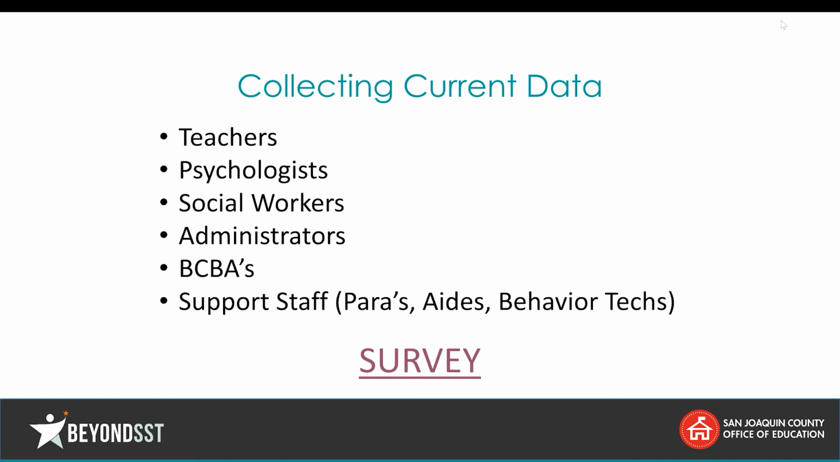We have 42 schools. That means 42 different principals, multiple psychologists, multiple teachers, social workers, behavior supervisors, assistant principals, learning directors, counselors, all providing and creating interventions. But they weren't stored in one location. So the first thing we did was we got everybody's intervention data and we brought it into one location.